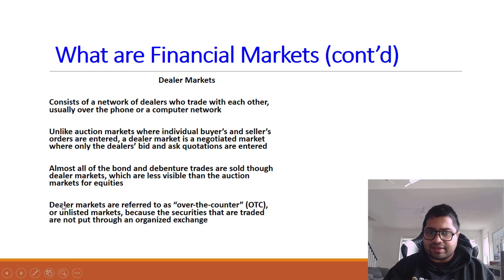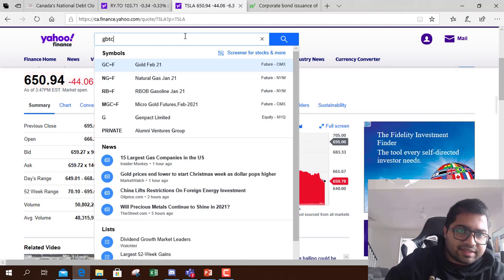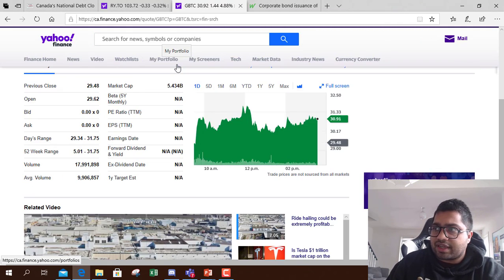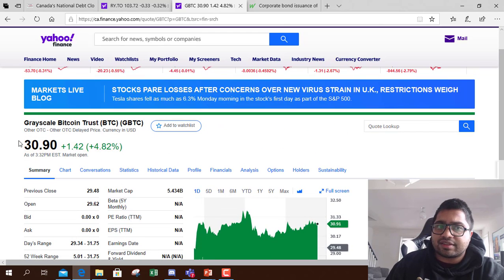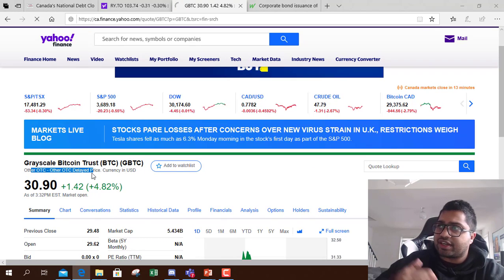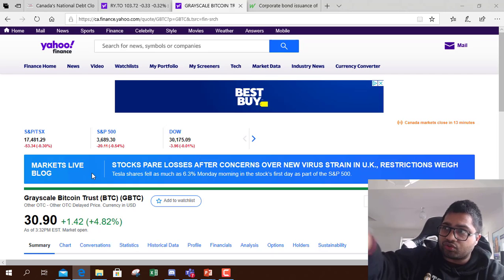Dealer markets are referred to as over-the-counter or unlisted markets because the securities traded are not put through an organized exchange. Now, a good example for that will be GBTC, the Grayscale Bitcoin Trust. So it's a trust that holds Bitcoin and you can buy and sell Bitcoin using this instrument. Now, this is an over-the-counter instrument. So it's not traded on an exchange, but it is traded over the counter. Over the counter means that mostly dealers buy and sell this instrument between them. It doesn't go through the exchange route.